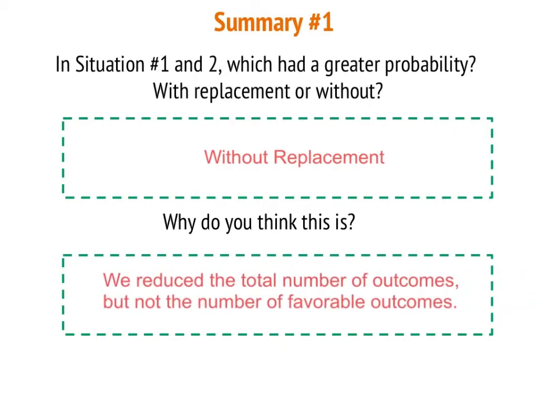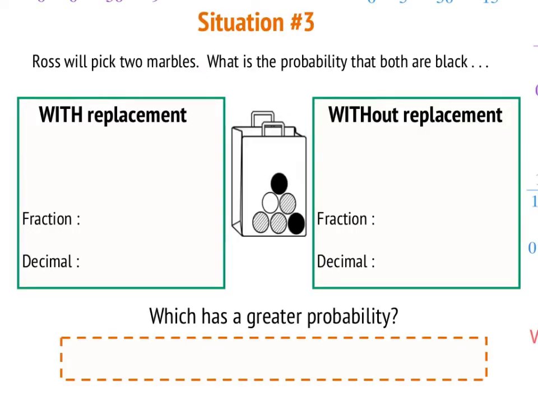So we reduce the total number of outcomes, but not the number of favorable outcomes. So the favorable outcomes stayed the same, but the total number of outcomes changed. And since our favorable odds went up, when we took out the thing that we didn't want, obviously that's going to give without replacement a much better chance. Now let's take a look at another couple of scenarios and see if it turns out to be the same thing. So here we are at situation 3, and it says Ross will pick 2 marbles.